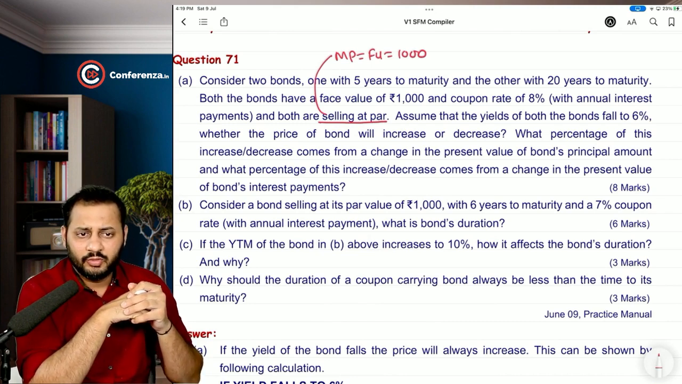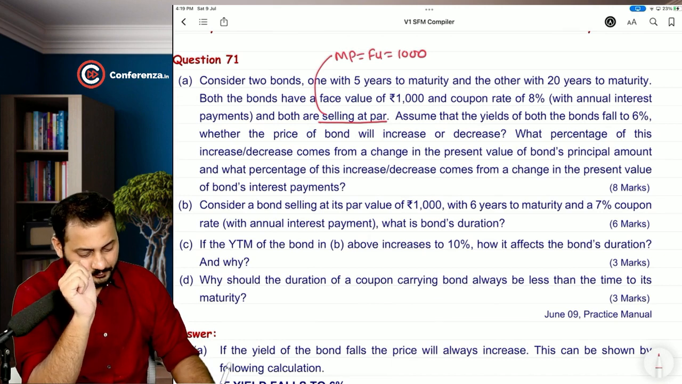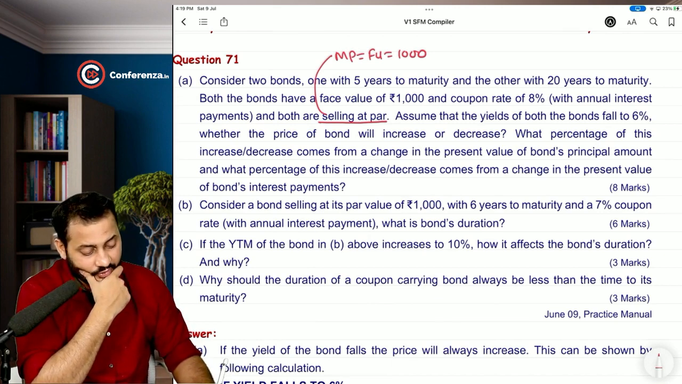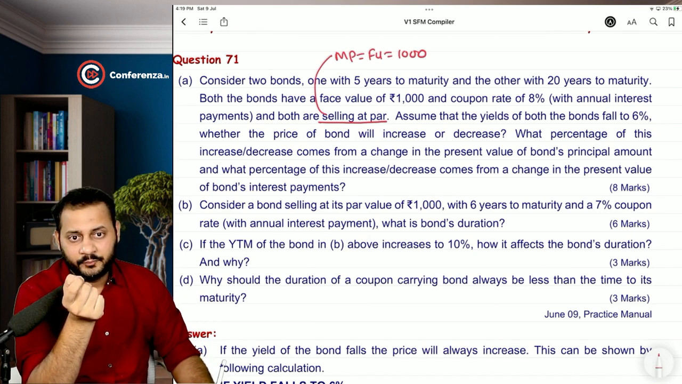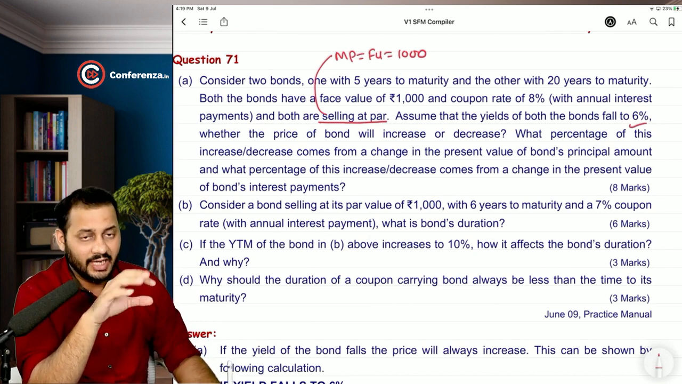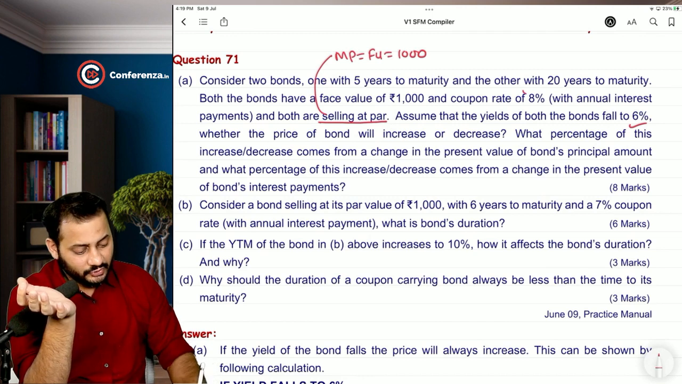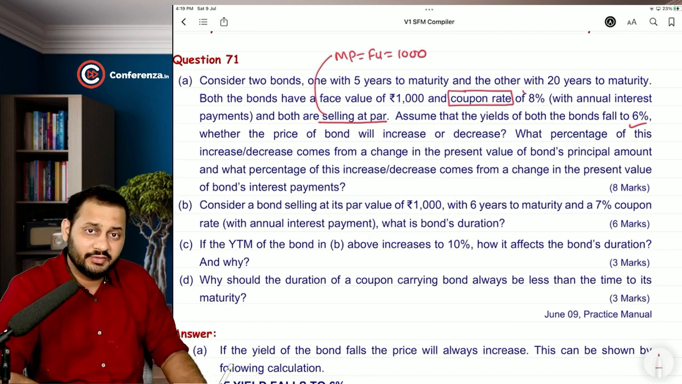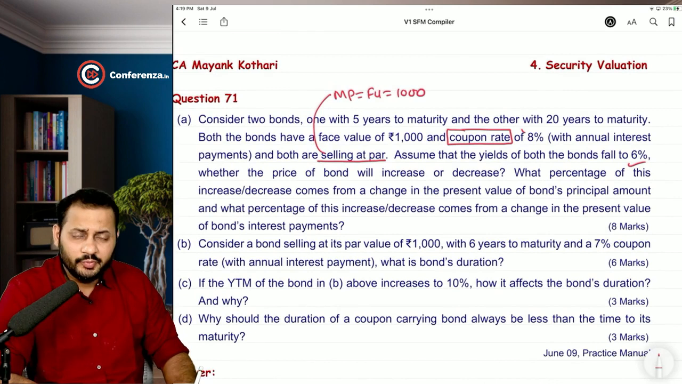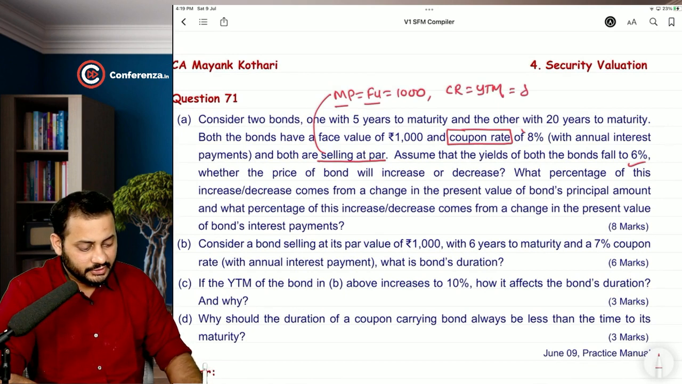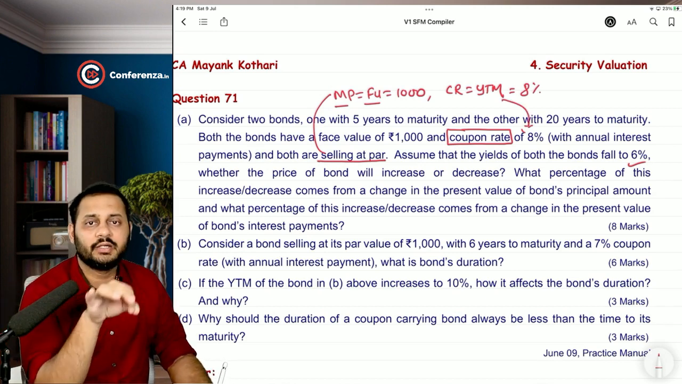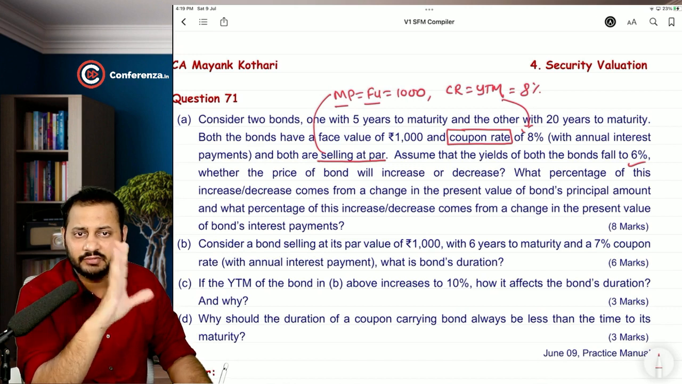Assume that the yields of both the bonds fall to 6%. Okay, they are asking us to find out the current yield. They are saying that it will fall to 6%, but they have not given what it is exactly right now before falling. What is given as 8% is the coupon rate. That is not the yield, it's the coupon rate. But yes, we can calculate the current yield or YTM very easily. Assuming that the redemption will be at par, if market price is equal to face value, the coupon rate will be equal to YTM, which is 8%. So YTM will also be 8%. If you want to do the calculation, you can do it. The answer will be this much only.